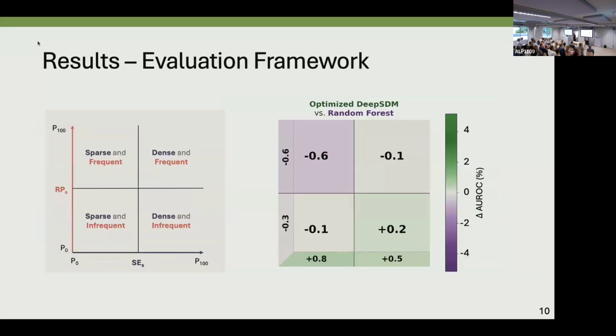But it gets more interesting if we really look at the metrics in the space that we created. So what you see here is the comparison of the optimized DeepSDM versus the random forest, so the two best performing models from the two worlds. And what we see in green is when the DeepSDM is outperforming, so it's the delta in OROC. And in purple, we see the delta if the random forest is doing better. And we see that although they are almost at par in the overall OROC, we have a really clear accumulation. I mean, the margins are small.